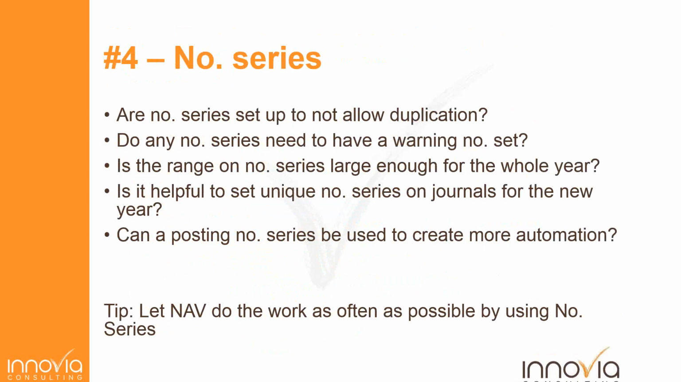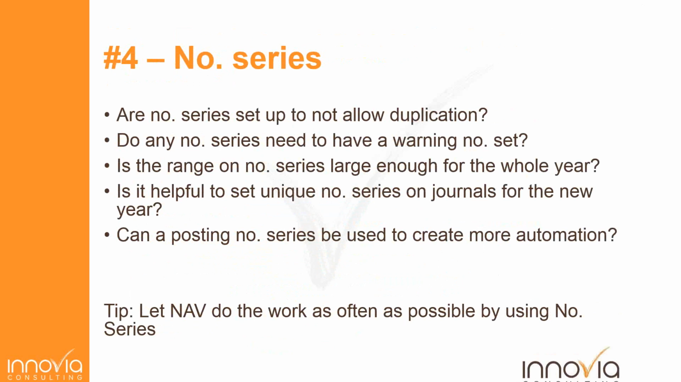But there are some other things that you can look at other than just replacing manual number series. You can make sure that everything is set up so that you don't allow duplication. Now, NAV won't let you put in duplicate numbers in most of the areas of NAV, but you can also control some of those number series to make sure that you're avoiding part of a number series that you've used previously. If you need a little extra help with that, you can use the warning number.